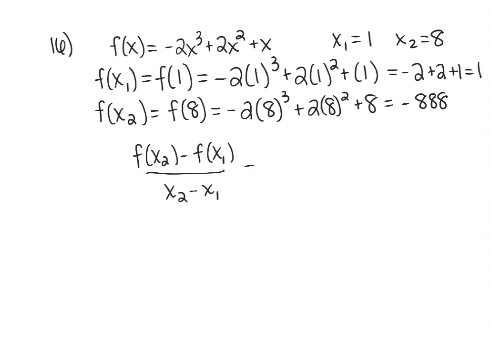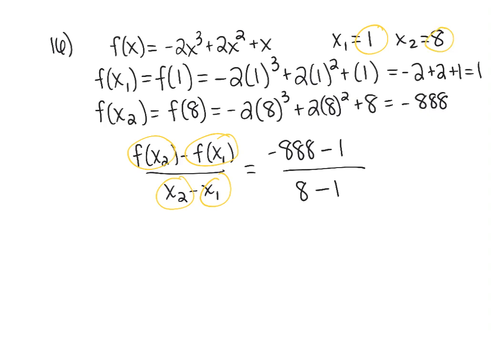So the average rate of change is f of x2 minus f of x1 over x2 minus x1. So in this case, my f of x2 was negative 888. My f of x1 was 1. Then x2 was 8, and x1 was 1. So all I've done was just substitute these 4 values with the 4 values that we found.